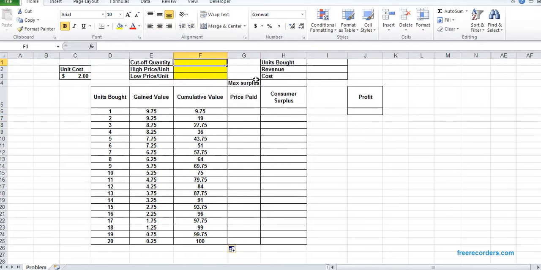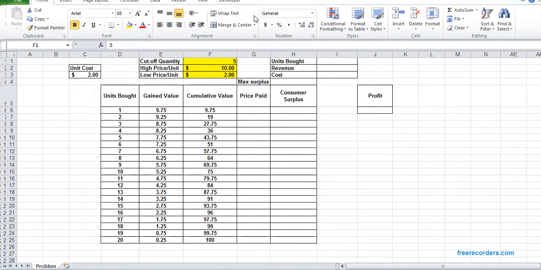Now we have to find out the discount. For the discount, we need a cutoff. For example, the cutoff is 5, the unit price separately is 10, and the low price is 2. So that's what we do, and we give some names: cut, high price, and low price.